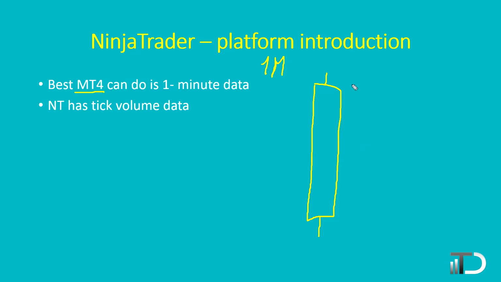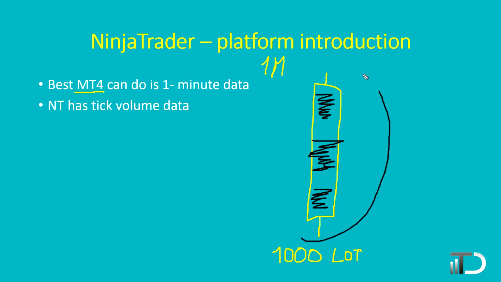And the volume information that MetaTrader gives you is, for example, that 1000 lots were traded within this candle. But you don't know where. You don't really know if most of those volumes got accumulated at this place or at this place or in the middle. You don't know that. You don't know what happened inside this candle. You only know that the sum of all the volumes within this 1 minute candle is 1000.